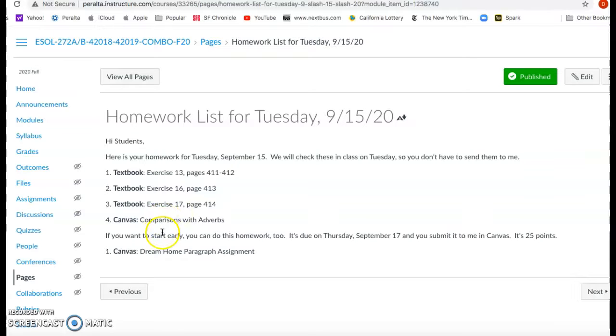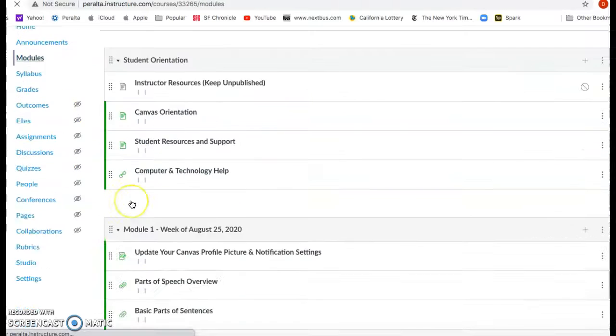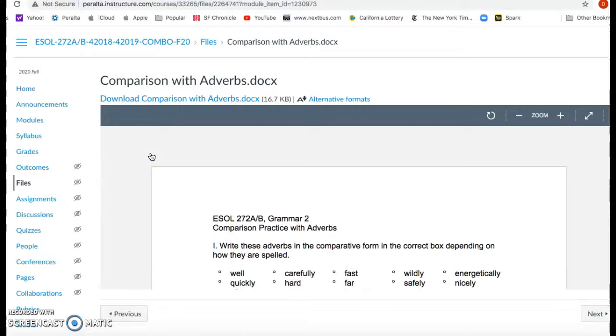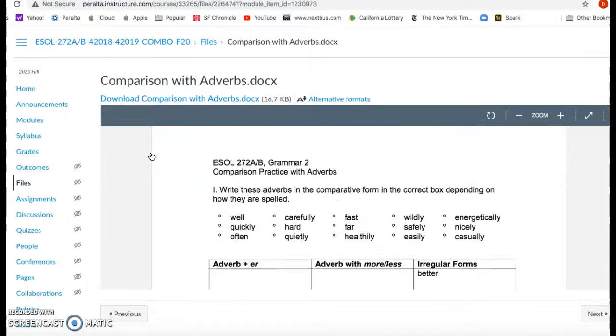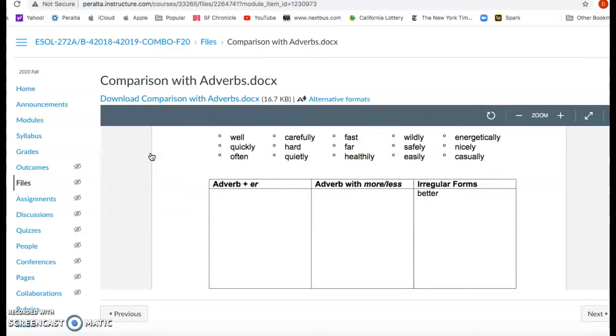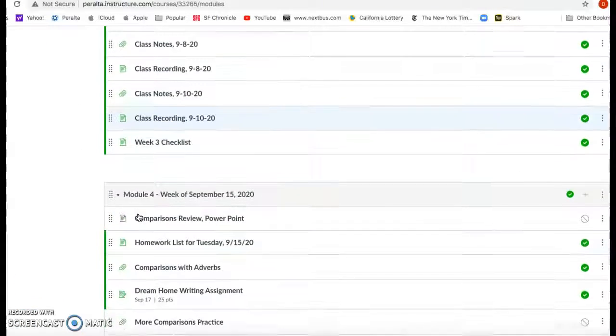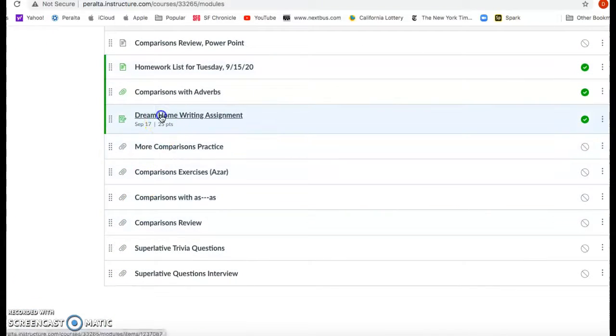And then if you want to start writing using comparatives, we have a dream home assignment that I will show you now. So you're going to go to the module, and remember, we're in Module 4, so you're going to do this handout for homework. We will check this handout in class on Friday, or on Tuesday, excuse me. And then I'm going to show you the writing assignment that I want you to do, all right? And it's called the Dream Home Assignment.